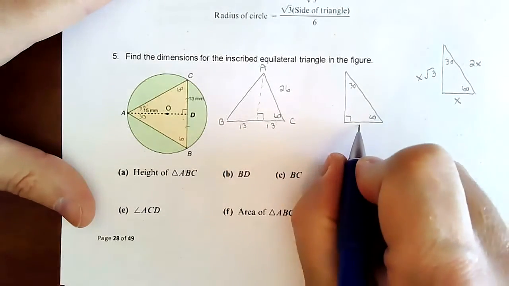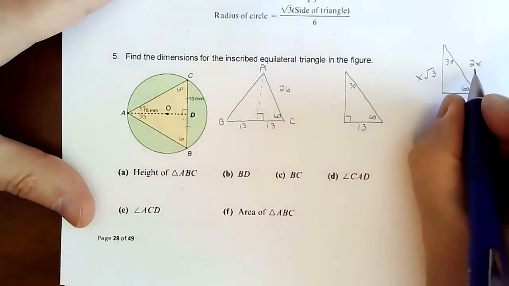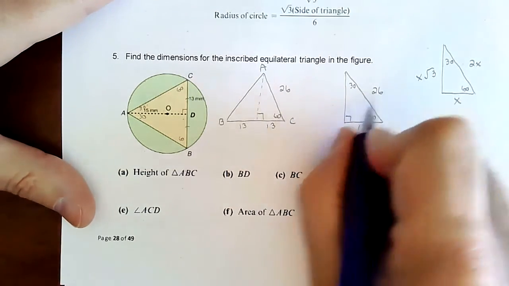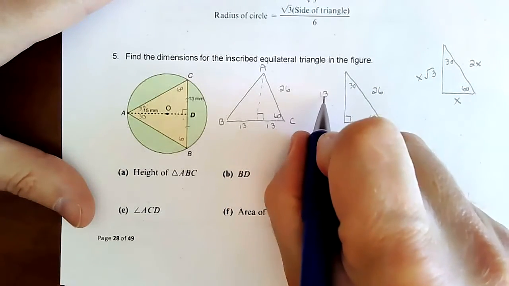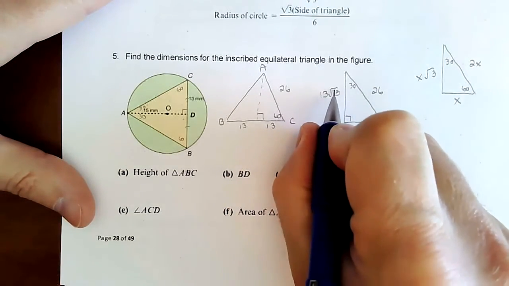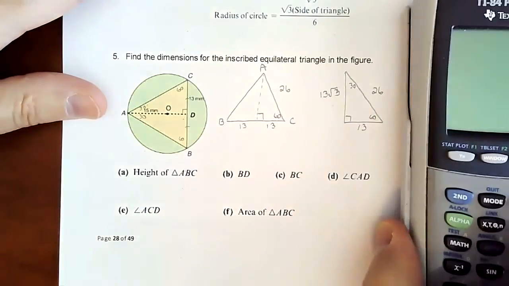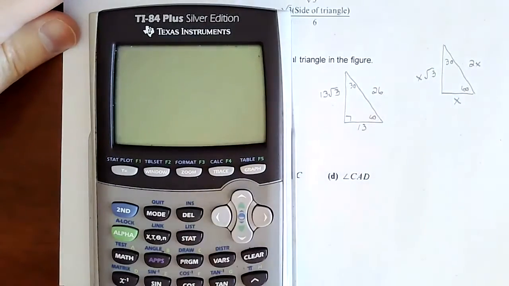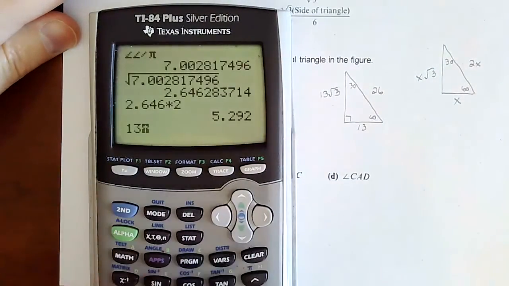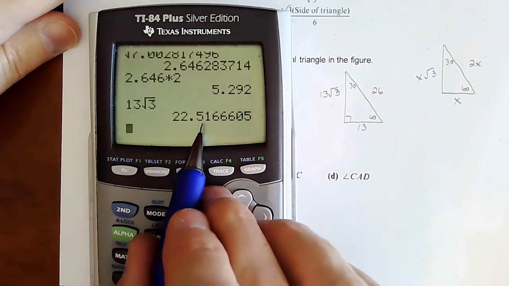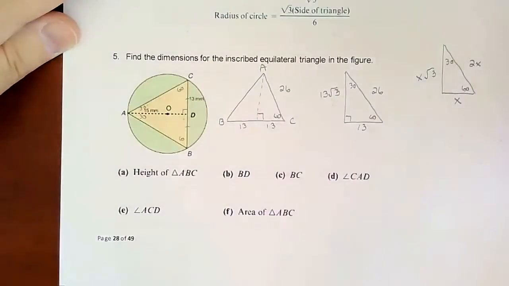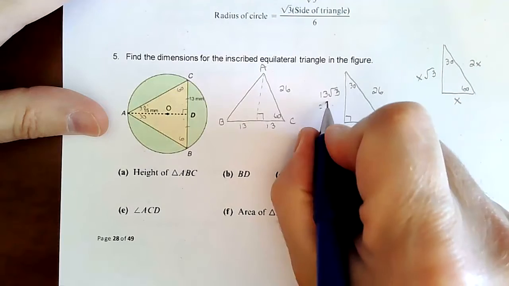So we already know that the bottom is 13. The hypotenuse is always twice that, which matches what we already have. And then this height is 13 square root 3, which I'm going to throw in the calculator and figure out what that value is. So 13 square root 3 turns out to be, we'll say, 22.52. 22.52 is the height.